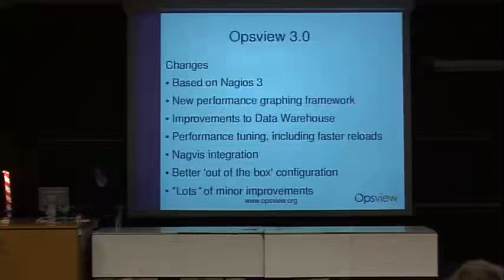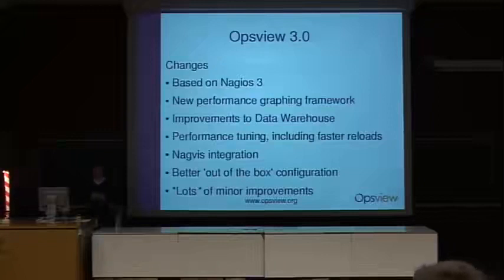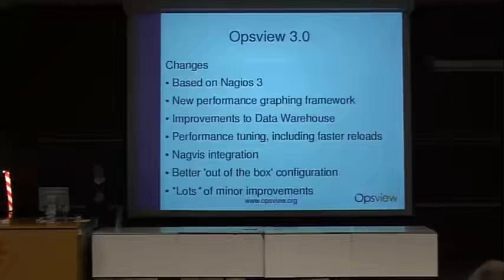So what's in Opsview version 3? The main chain is based on Nagios 3. We've got a new performance graphing framework within Opsview 3, which makes it easier to get the performance graphing information out using RRDs, and it's also stored in a better format. We've improved the data warehouse. We've made improvements to performance, including faster reloads, especially on very large systems. The reload cycle is 10% quicker, and we expect further improvements there.